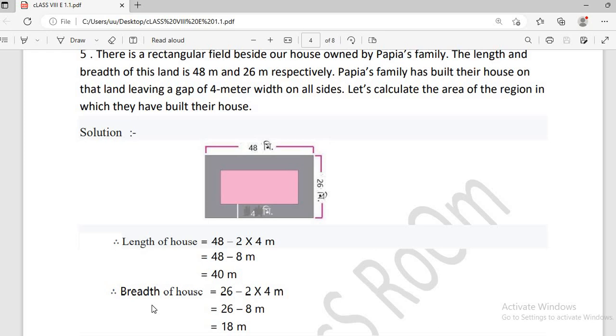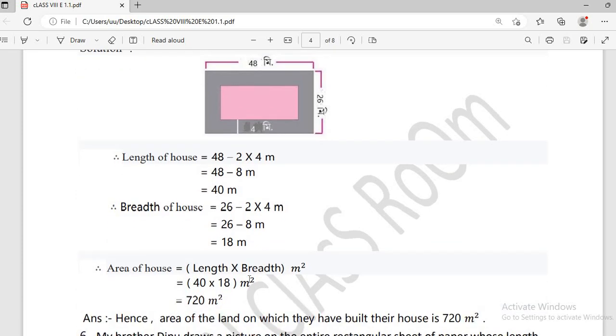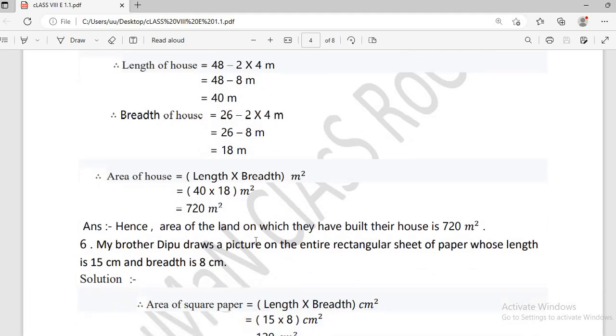Similarly, the breadth of the house is equal to breadth 26 meter minus 2 into 4, as the gap is 4 meter on both sides. The 26 minus 2 into 4 is equal to 26 minus 8 is equal to 18 meter. So the area of the house, the length into breadth, 40 into 18 is equal to 720 meter square. Hence the area of the land on which they have built their house is 720 meter square.